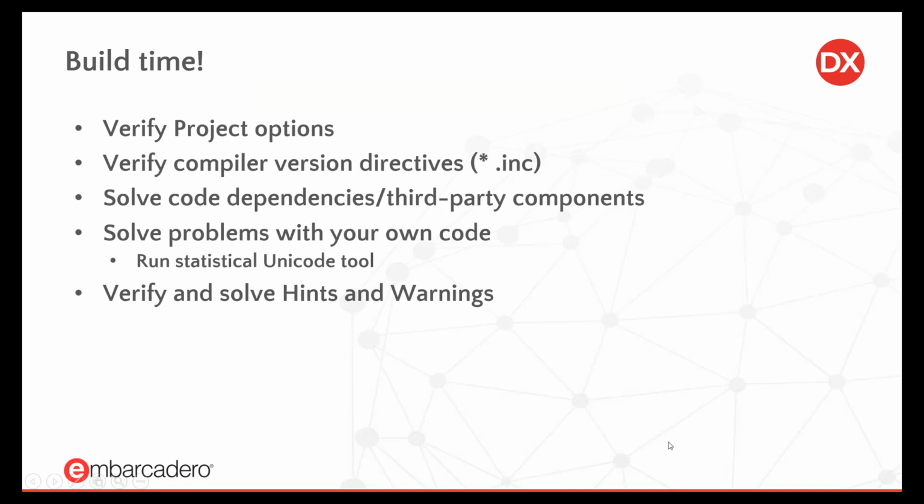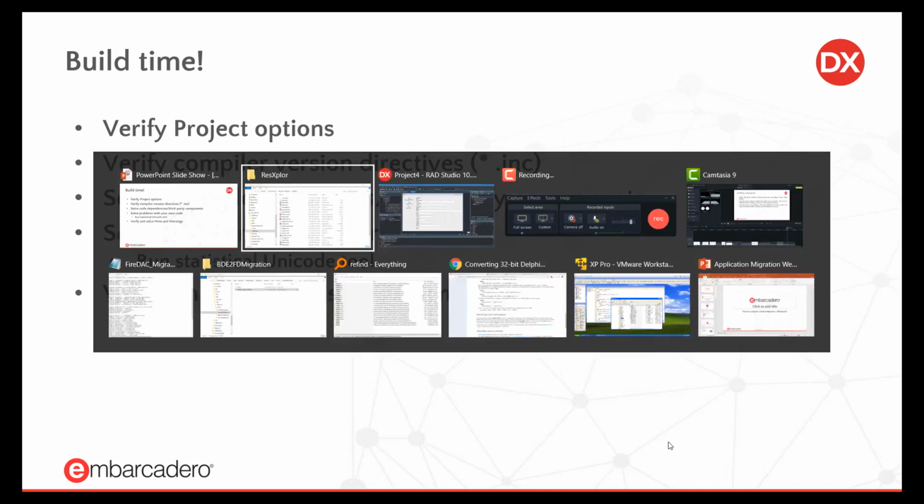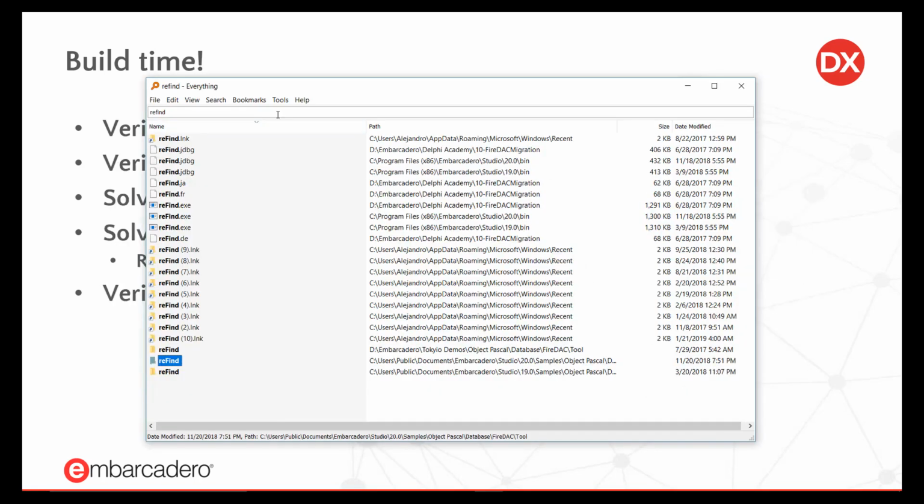One thing that I have seen also causing issues amongst developers is the compiler version directives, and this is mostly the case whenever you have source code for third-party components. Since third-party components usually build their code for multiple versions, it's very common to have the .inc files. So let's see if we can find a couple of .inc files here on my machine to show you what I mean.